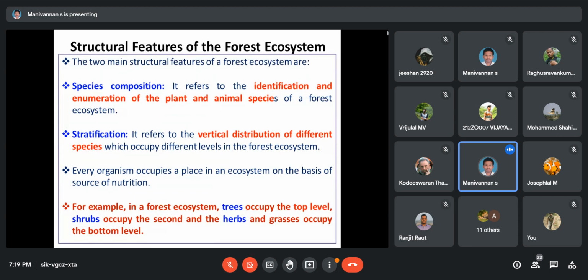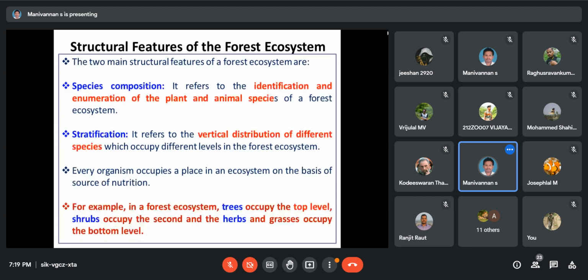What is the stratification? The stratification refers to the vertical distribution of the different species. The simple meaning of stratification is different layers, layer by layer. One example is mountain ranges: the first 200 meters, the second 200 meters, the third. Strata means layer by layer. Different layers contain different fauna and flora. That is called the stratification.